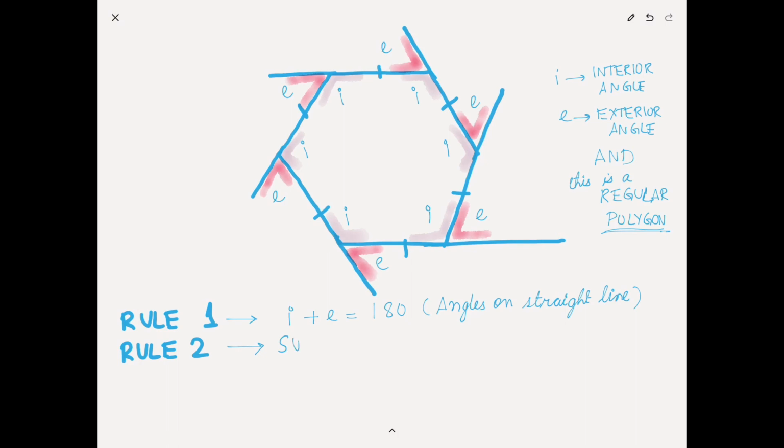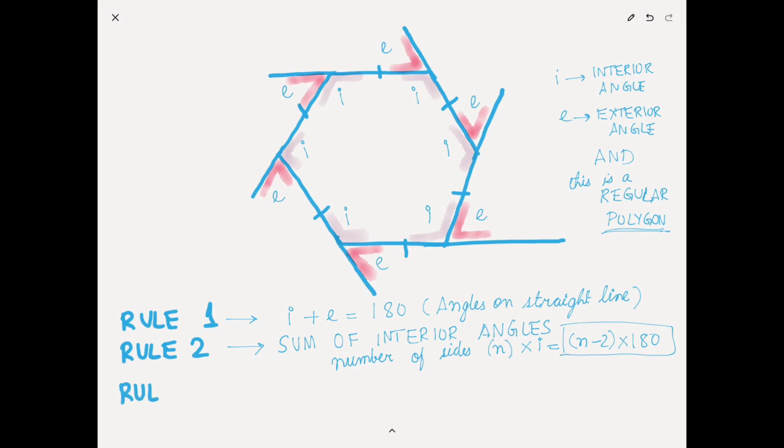That's rule number 1. The second rule is regarding the sum of the interior angles. Now the interior angles, if you add them all up, in this case it is I plus I plus I plus I plus I plus I, that is 6I. So basically it's n multiplied by the size of the interior angle, that is the sum of the interior angles, nI. And the formula for nI is (n minus 2) times 180. Third rule is regarding the exterior angles. The exterior angles add up to 360 degrees.